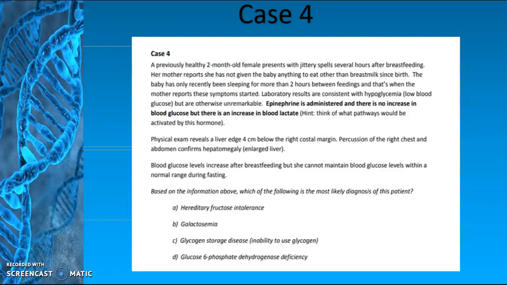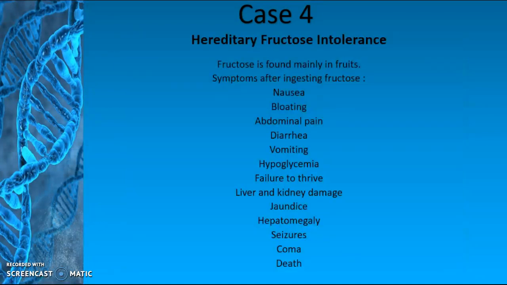I used the U.S. National Library of Medicine to research these diseases. After my research, I chose C, glycogen storage disease, inability to use glycogen, as my answer. Let's look at the options that were dismissed. Option A is hereditary fructose intolerance.